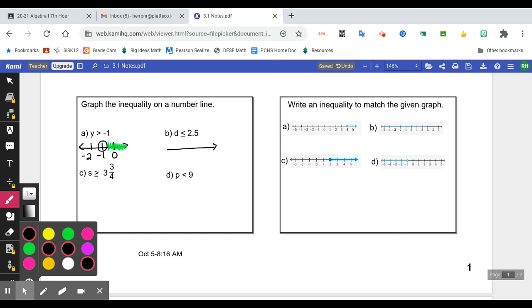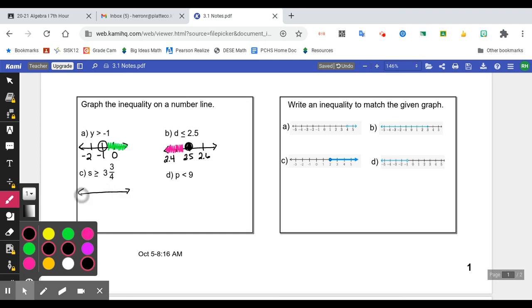d is less than or equal to 2.5. So for decimals, you can count by anything you want. You could do 2.4, 2.5, 2.6. You could do 2, 2.5, 3, whatever makes you happy. So d is less than or equal to means I'm including this number, so it has to be filled in on 2.5. And less than means we're going to go to the left because it's all the smaller numbers. Okay.